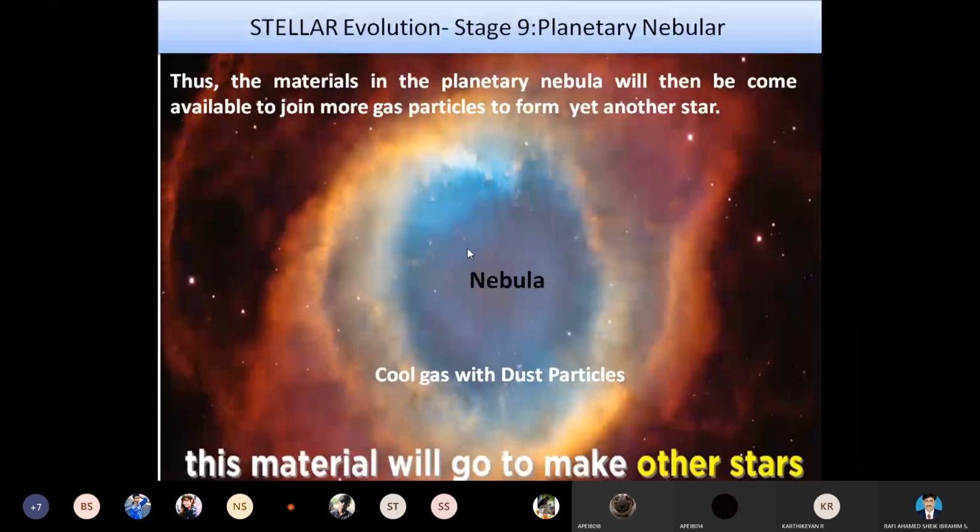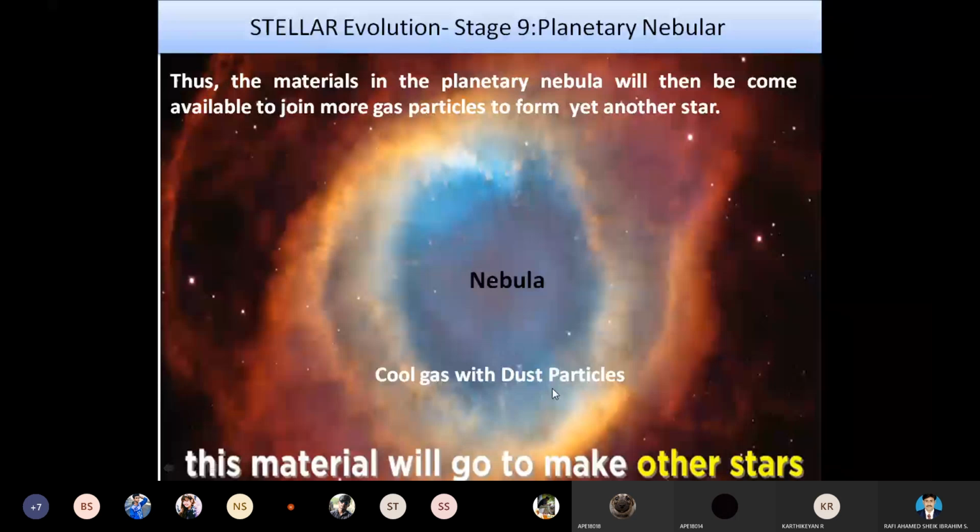So this will be the last stage. This stage is called the planetary nebula stage. This planetary nebula stage is nothing but what we saw in the first stage, the stellar nebula stage. We took the same thing: a cool body with a gas cloud with dust particles. They are combined in an equilibrium condition, with inward force and outward force.